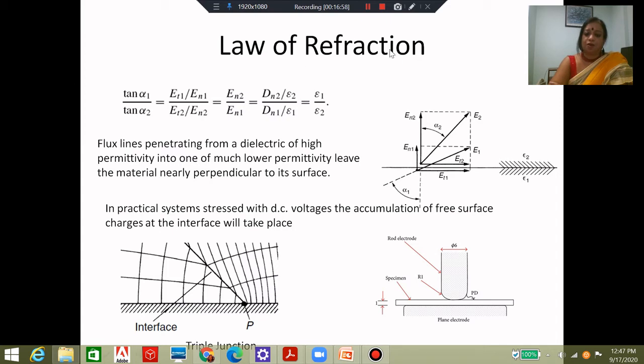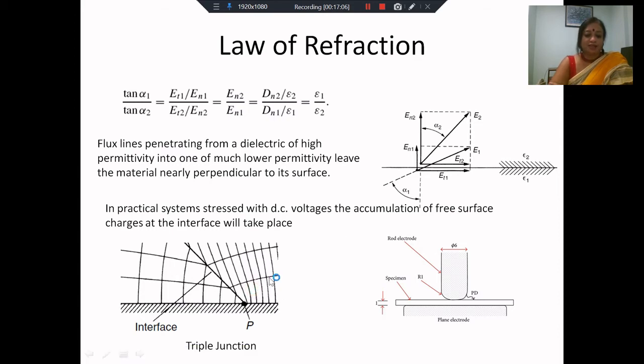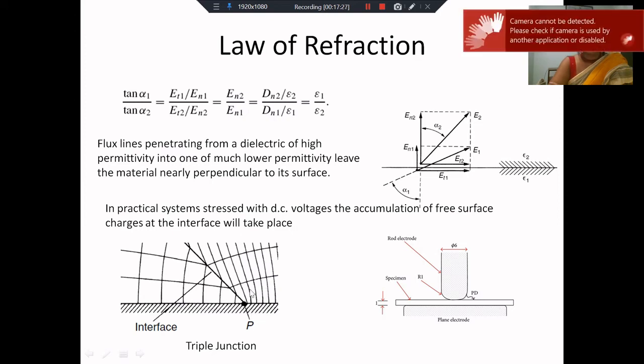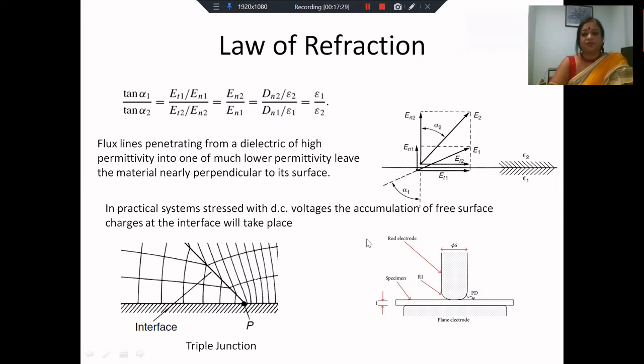If you consider the laws of refraction, then certain things will definitely happen. I give here some examples. This is a situation where you have a material with permittivity epsilon 1 and another material with permittivity epsilon 2, and the interface is not normal to the conductor. This is your conductor, and the interface makes an angle greater than 90 degrees with the conductor. As you can see, there is a crowding of flux lines at this point, and this is because of the difference in permittivity. Maybe far away from this junction point, the fields are pretty uniform.